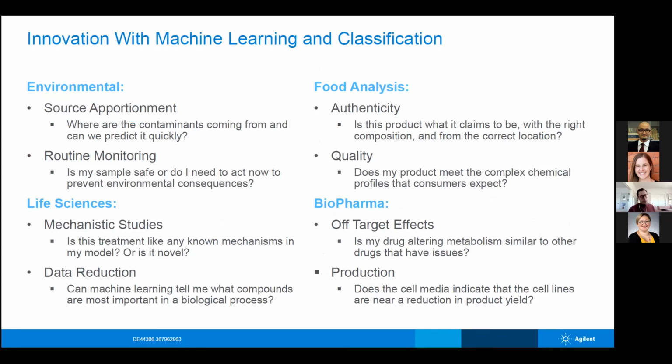So I just talked a bit about machine learning and classification and how it works. Now I'm going to touch on applications. We're in environmental mostly here, so I'm going to focus on that. What can this do for environmental work? You could do source apportionment: where are contaminants coming from, and can we predict it quickly? Routine monitoring as well: is my sample safe or do I need to act now to prevent environmental consequences?